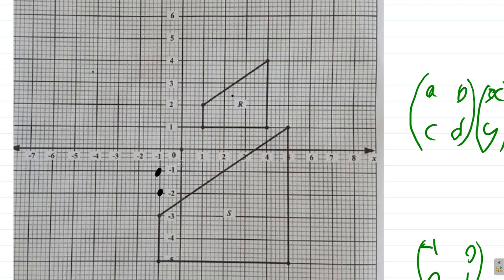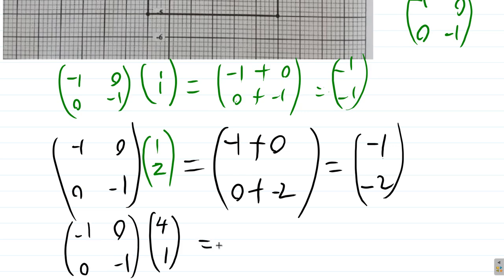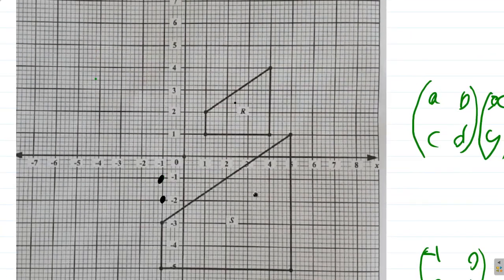We have the other point here already. The point 4, 1. If you take 4, 1 and you multiply negative 1, 0, 0, negative 1, you can try it, right? You're going to get negative 4, negative 1. Alright? So this will be negative 4, negative 1 right here. And then this point is 4, 4. It will end up at negative 4, negative 4 right here.